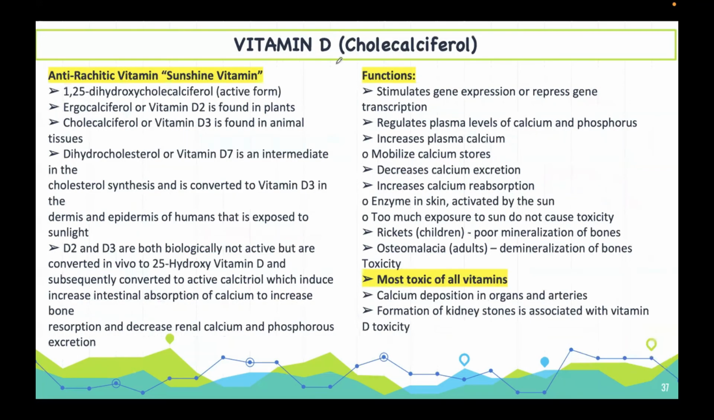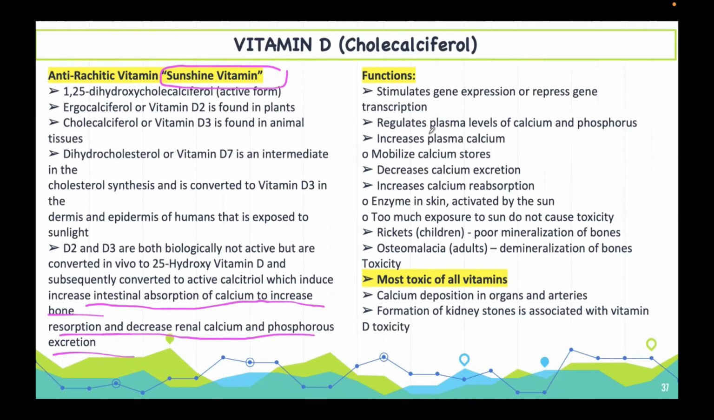Let us now move forward to your vitamin D or your cholecalciferol. It is called your sunshine vitamin. Again, babalikan lang po natin sa ating period 2 discussion that vitamin D is naturally in our body. We need the sunlight for it to be activated. Okay, hindi po nakukuha yung vitamin D from the sunlight, but rather na-activate lang siya with the help of the sunlight. So D2 and D3 are both biologically not active but are converted in vivo to 25-hydroxy vitamin D and subsequently converted to active calcitriol, which induces the increased intestinal absorption of your calcium, increases bone resorption, and decreases renal calcium and phosphorus excretion.